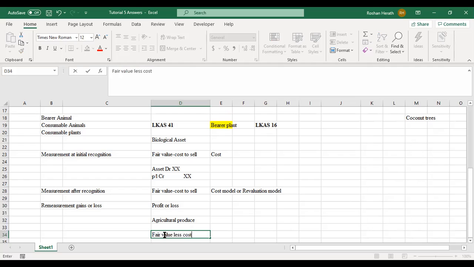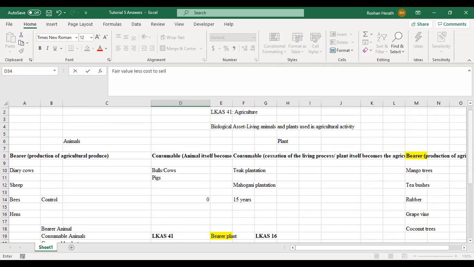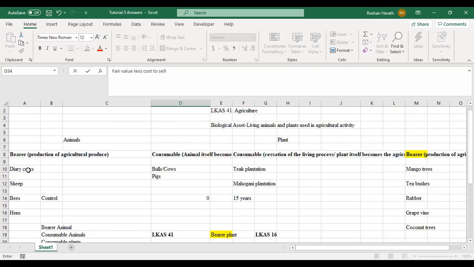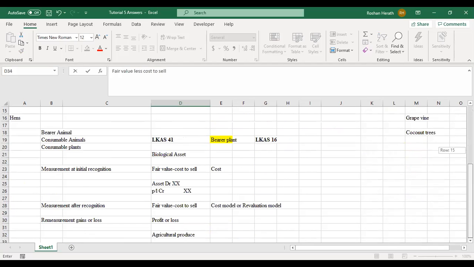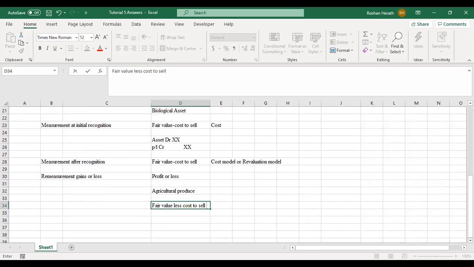Cost to sell. At the point of harvest, let's say it's about cows. When it comes to dairy cows, you may be taking the harvested milk. The harvested milk, you may have a certain number of liters, and you multiply them by the fair value less cost to sell. And that is the valuation of the agricultural produce.